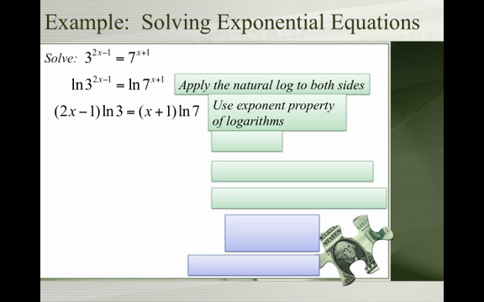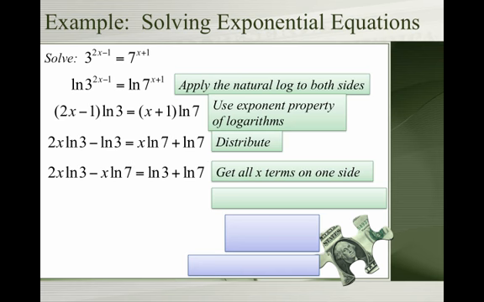Be sure to use parentheses here. We've got 2 terms each. So now that I have used the power property, I have in parentheses 2x minus 1 times the natural log of 3 equals, in parentheses, x plus 1 times the natural log of 7. I need to distribute on both sides so as to get rid of parentheses. So I have 2x times natural log of 3 minus natural log of 3 equals x times the natural log of 7 plus the natural log of 7. Well, I see here that x is only ever to the first power. That means it's linear in x. So let's get all of our x terms on one side.